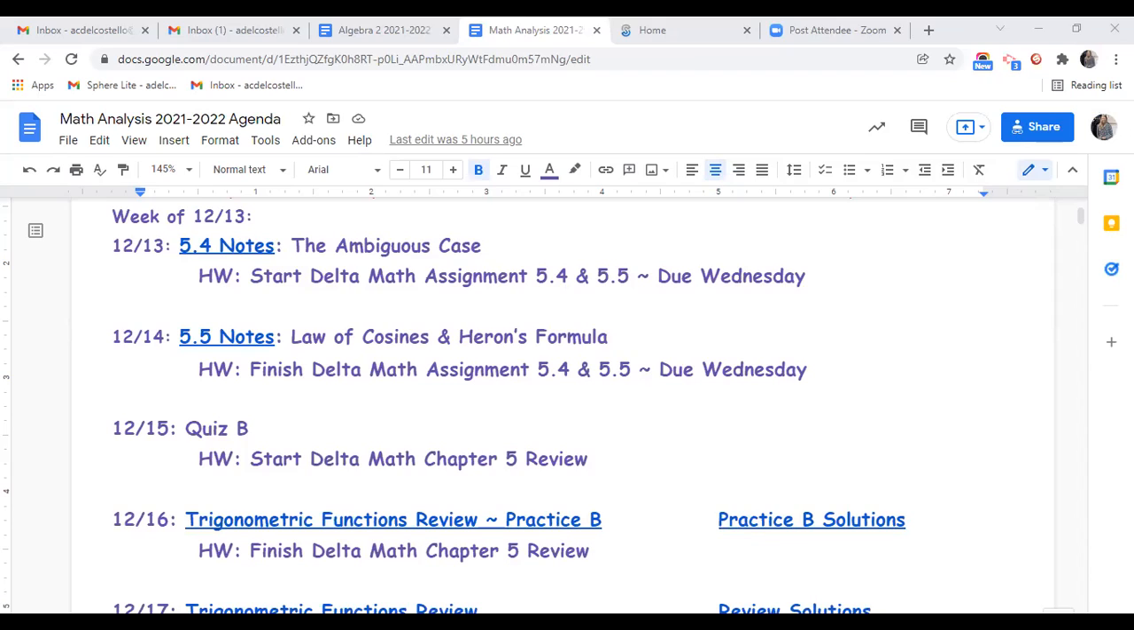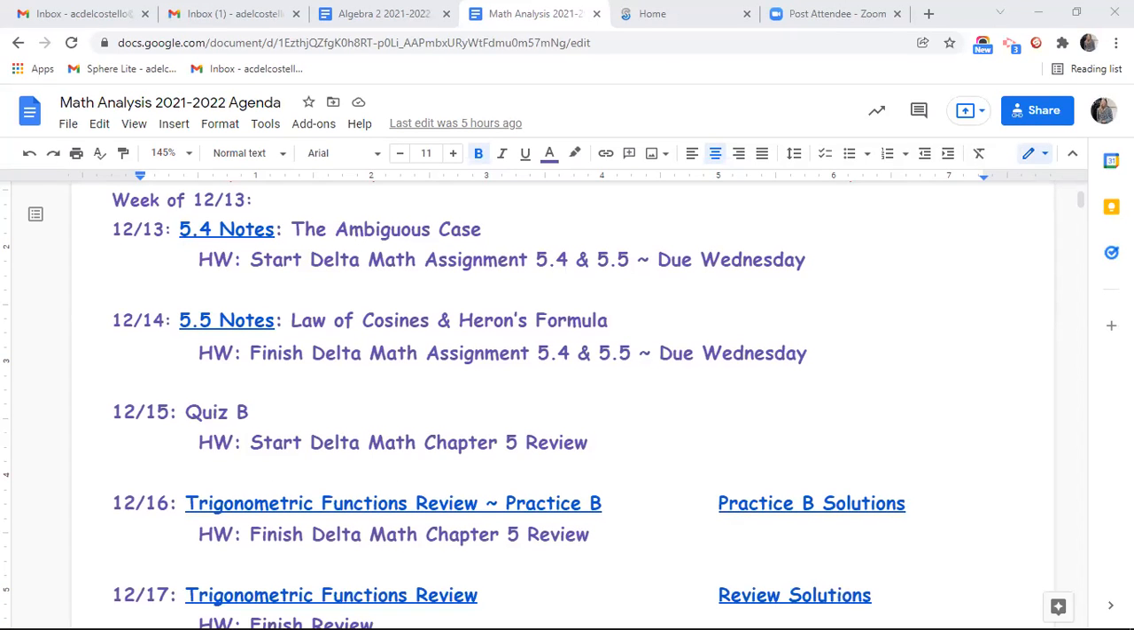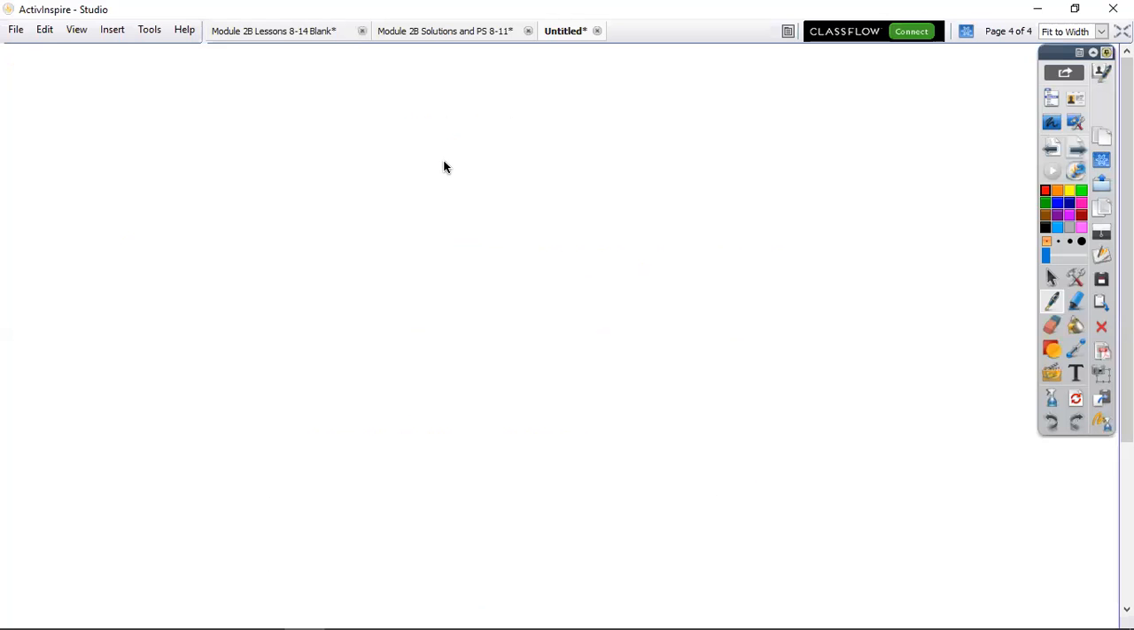Okay, so right on over to your notebooks and we are going to do again what is called the ambiguous case. Find a nice clean sheet to start yourself. Ambiguous case, section 5.4. This refers to how many triangles are possible.